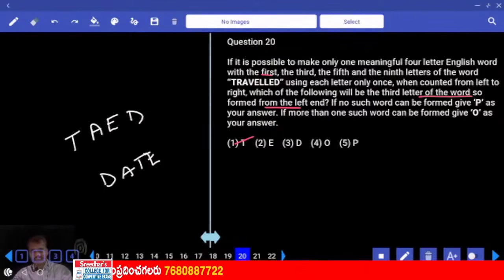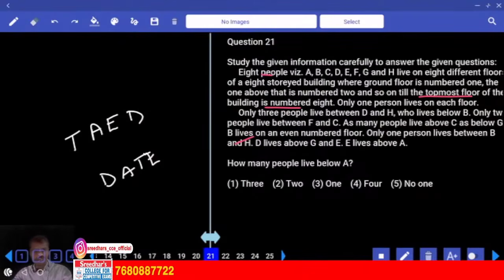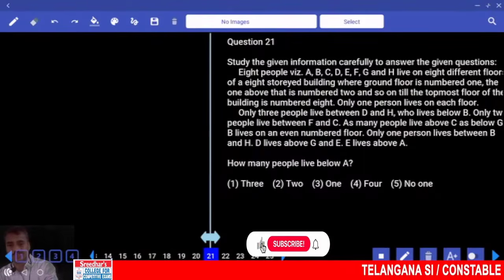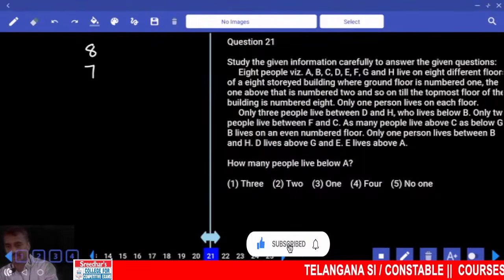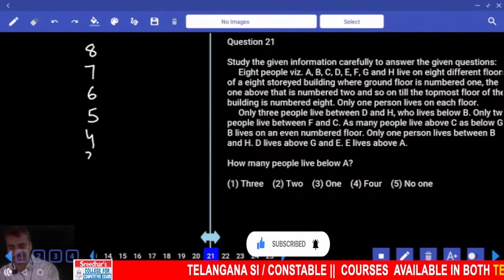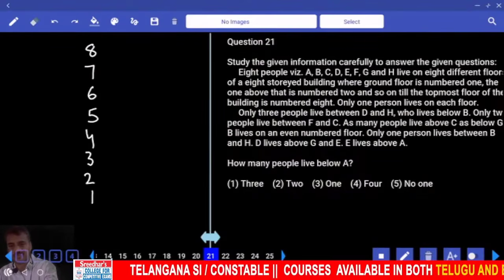Third letter from the left hand side is T. Then 21st. Now 21 onwards, 8 persons live on 8 different floors of a building. First or the second priority. And 8, 7, 6, 5, 4, 3, 2, 1. 8 persons are staying on these 8 different floors of a building.